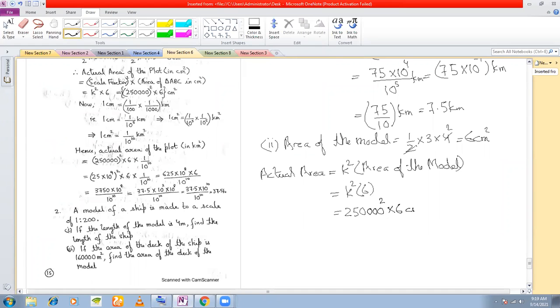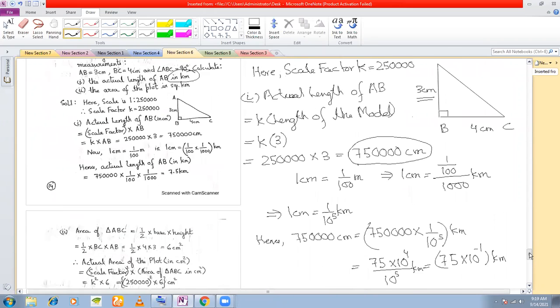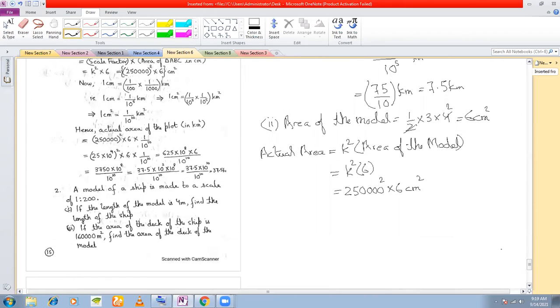Now you are getting this answer in centimeter square. But they have asked you to get the area in square kilometers. Let's simplify this a little and then we can convert centimeter square to kilometer square. So this is 25 into 25 into 6. This will give you 625 into 6, into 8 zeros, 10 to the power of 8 centimeters square.